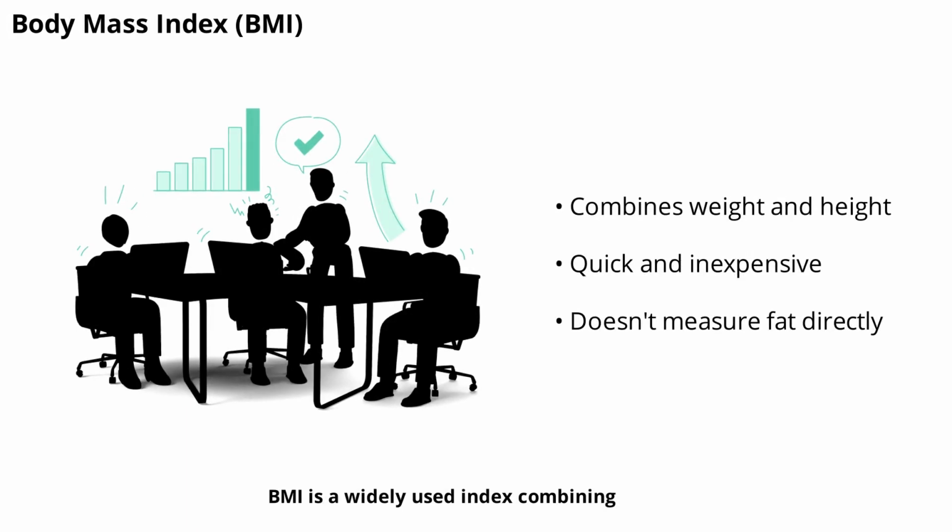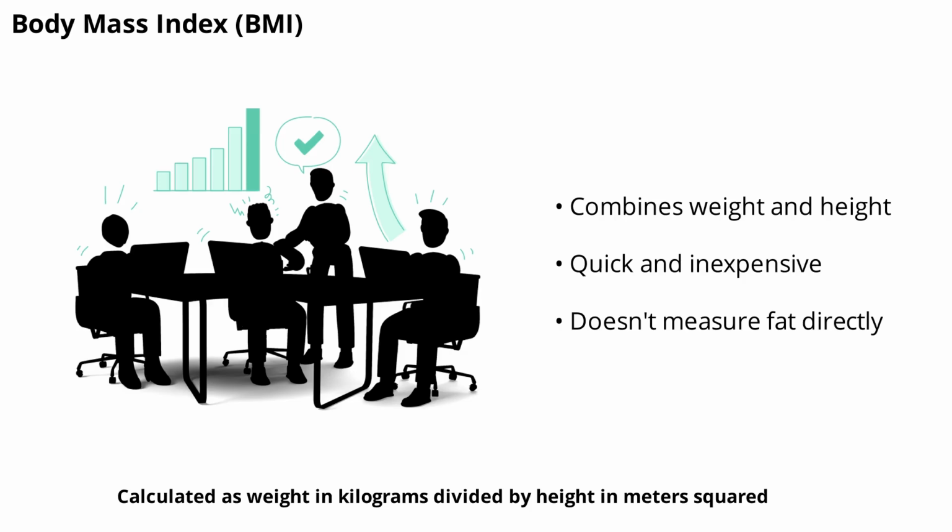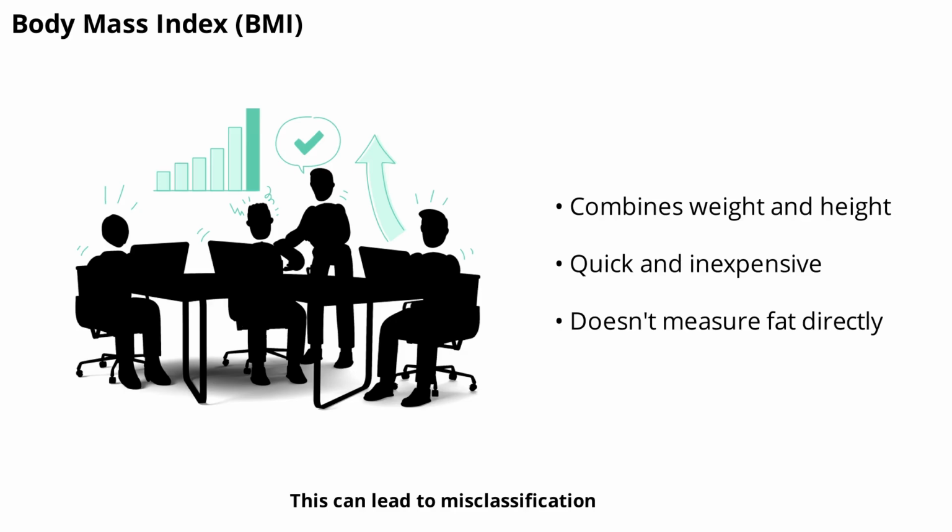BMI is a widely used index combining weight and height to classify individuals as underweight, normal weight, overweight, or obese. Calculated as weight in kilograms divided by height in meters squared, BMI is quick, inexpensive, and useful for large-scale assessments. However, it has limitations. It doesn't measure body fat directly or distinguish between fat and muscle. This can lead to misclassification, especially in muscular or ethnically diverse populations.